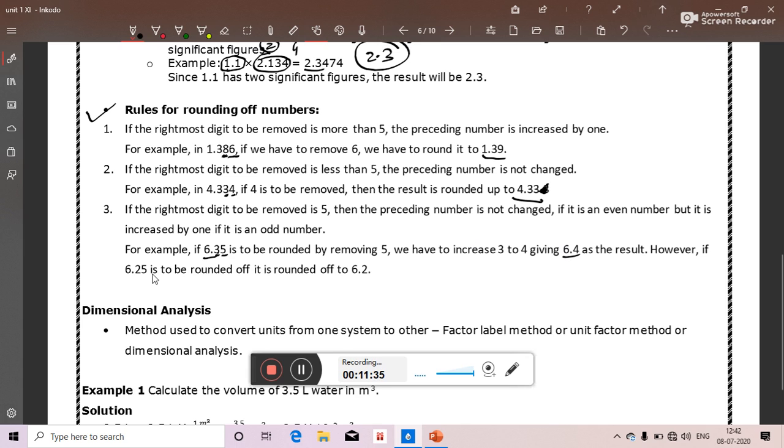And if the last digit is 5 and the second last digit is an even number, for example here 2 is there, which is an even number, then in that case you have to keep the second last digit as it is. That means the preceding number is not changed. So here the number will become 6.2.